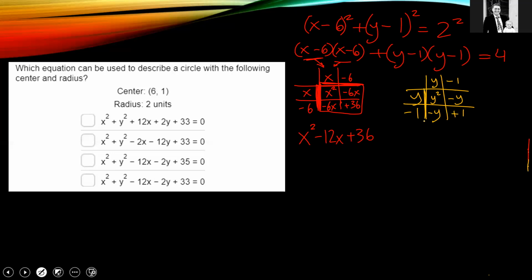Okay, again, I'm going to take everything that I just multiplied and write that as my product. So that'll be y squared minus 2y, because I had a -y and a -y. Together, that's -2y, plus 1. And that is going to be equal to, carry down that 4.